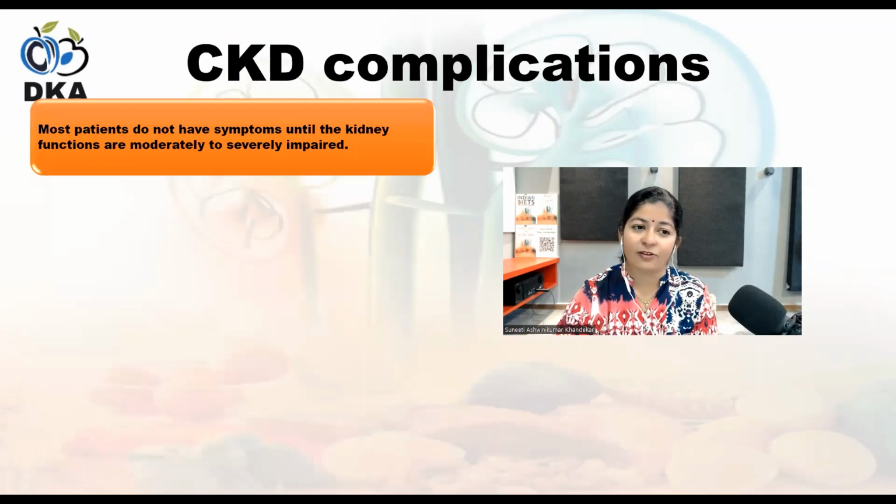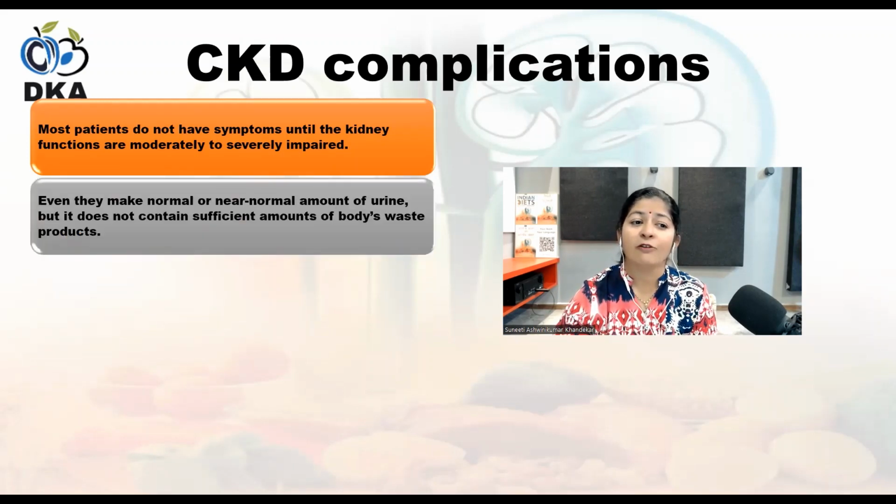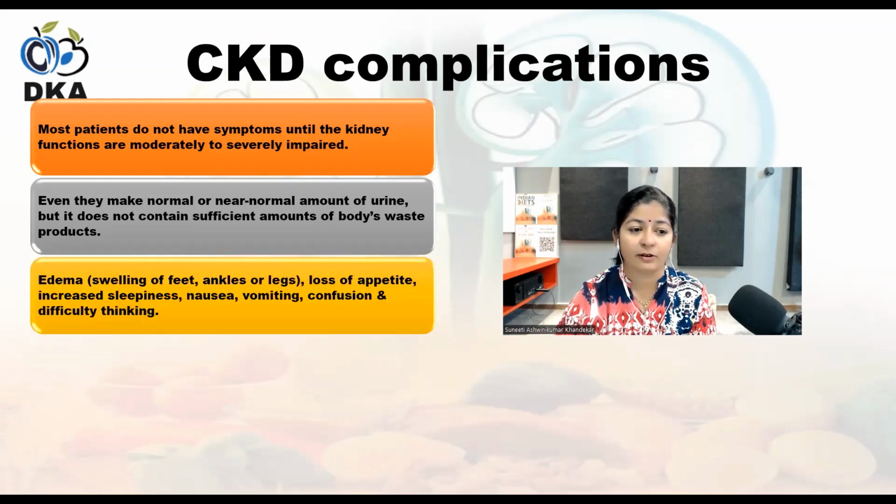Chronic kidney disease complications. Most patients do not have symptoms until the kidney functions are moderately to severely impaired. Even then, they make a normal or near normal amount of urine, but it does not contain sufficient amounts of the body's waste products. That is most important to diagnose the CKD stage and the complications further. So edema, that is swelling of feet, ankles and legs, loss of appetite, increased sleepiness, nausea, vomiting, confusion, difficulty thinking are all the symptoms and signs of chronic kidney disease.